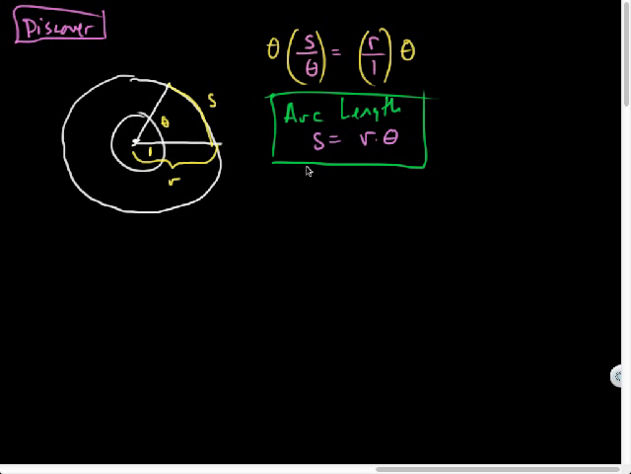And what I want to point out is that r is in radians. Okay, so this formula does not work if you're, sorry, nope, I lied. R is in units of length. Theta is in radians. That would make more sense. Theta is our angle.